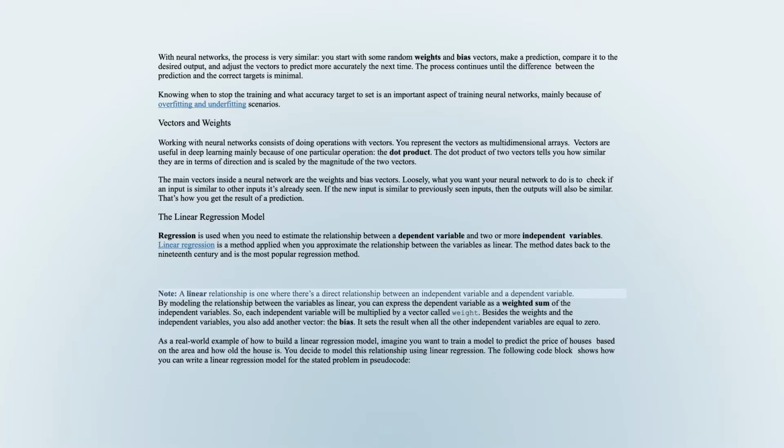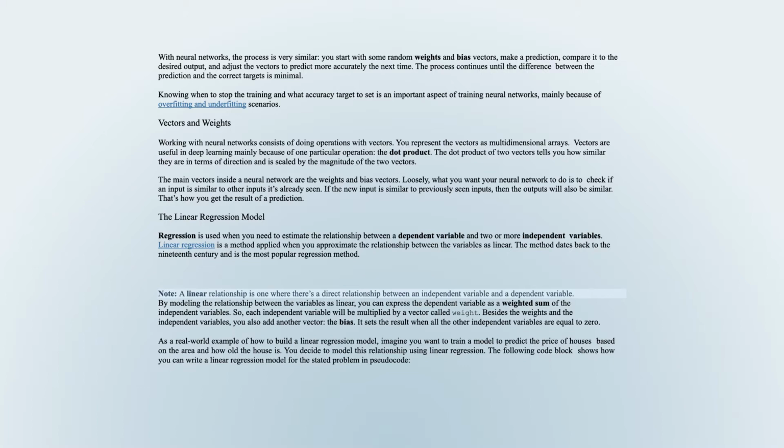The process continues until the difference between the prediction and the correct targets is minimal. Knowing when to stop the training and what accuracy target to set is an important aspect of training neural networks, mainly because of overfitting and underfitting scenarios. Vectors and weights. Working with neural networks consists of doing operations with vectors. You represent the vectors as multidimensional arrays. Vectors are useful in deep learning mainly because of one particular operation, the dot product.